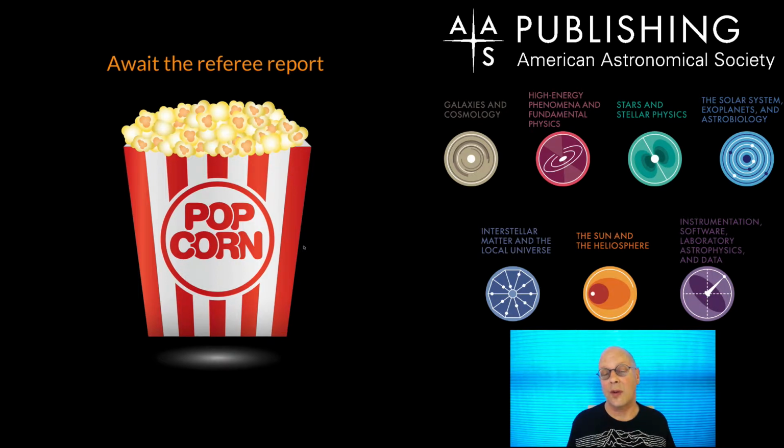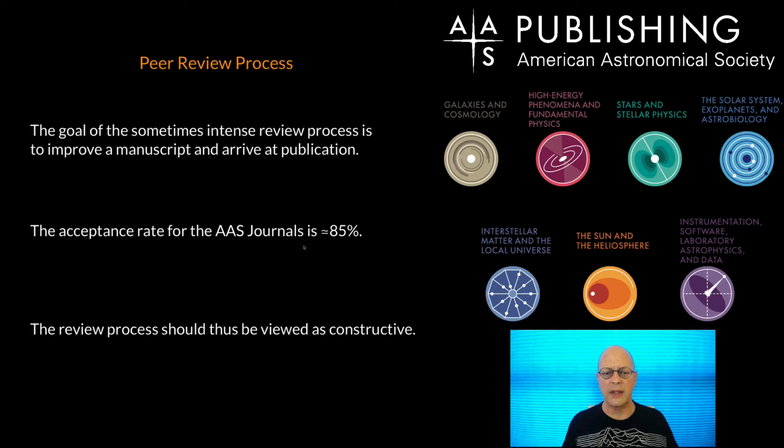We're going to cover a little bit of the review process from an author perspective over the next couple of modules, and we'll start. So the peer review process in general, the goal of the sometimes intense review process is to improve a manuscript and arrive at publication. Keep that in mind as we go through the rest of these modules: to improve a manuscript and arrive at publication.